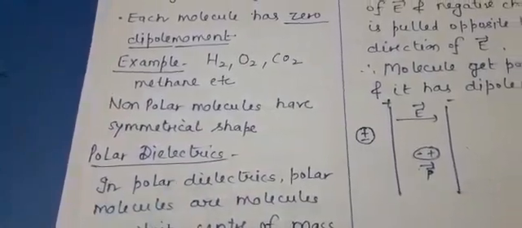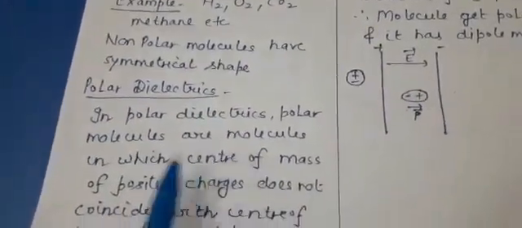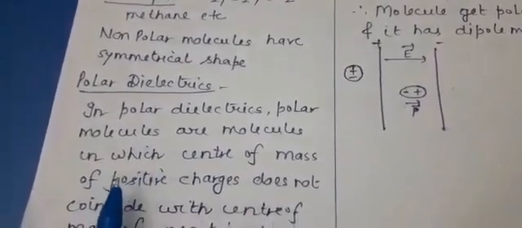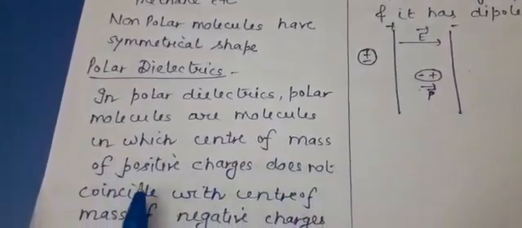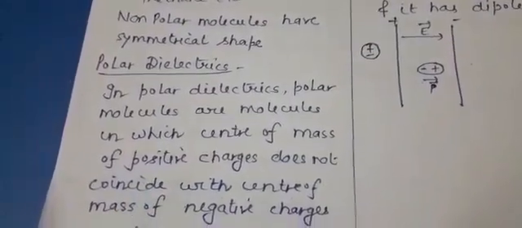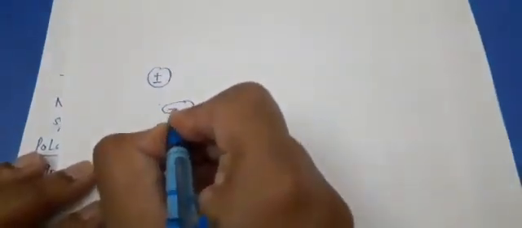What about polar dielectrics? Polar dielectrics are the dielectrics in which molecules are arranged such that the center of mass of positive charge and negative charge do not coincide with each other. As we can see here, the center of mass of negative charge and positive charge are not coinciding. These are separated, whereas in non-polar molecules, these are coinciding with each other. This is the basic difference. So in this case, these molecules have unsymmetrical shape and they have a certain permanent dipole moment.